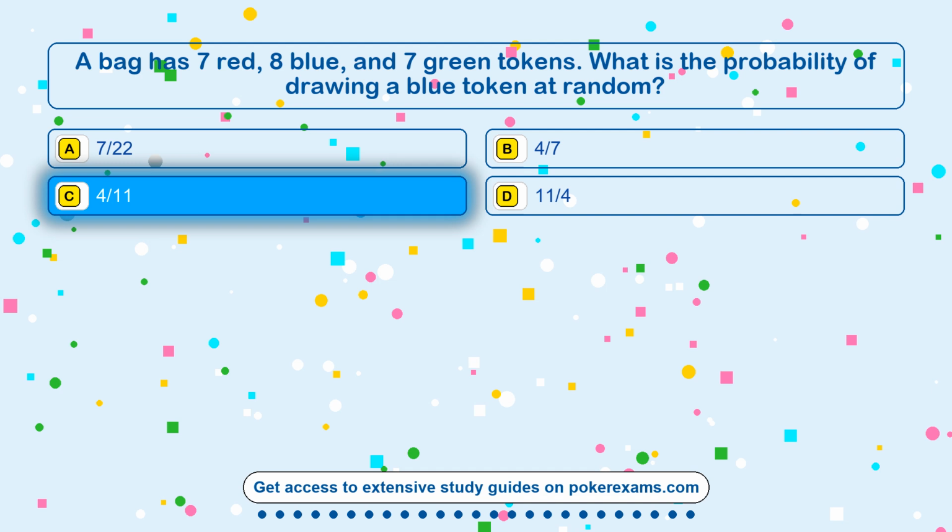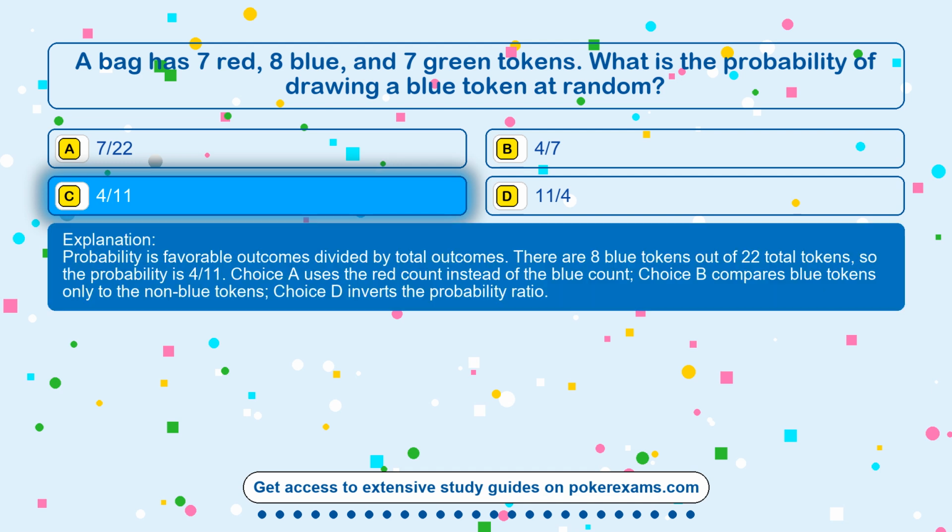The correct answer is option C, 4/11. Probability is favorable outcomes divided by total outcomes. There are 8 blue tokens out of 22 total tokens, so the probability is 4/11. Choice A uses the red count instead of the blue count, choice B compares blue tokens only to the non-blue tokens, choice D inverts the probability ratio.